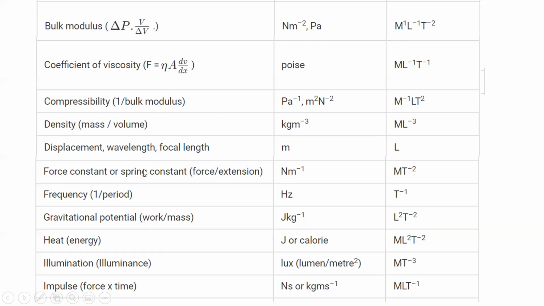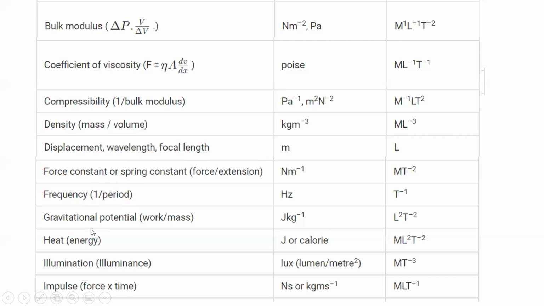Now force constant or spring constant is force by extension. Force we have derived earlier, m L T raised to minus 2. Extension is the distance moved by the spring or anything like that. So it's a distance or a length. So divided by L, L gets cancelled and you will get m T raised to minus 2. There is no L. So m T raised to minus 2 is the dimensional formula for force constant. Then frequency is 1 by period. Period means time. So 1 by time, so T raised to minus 1.